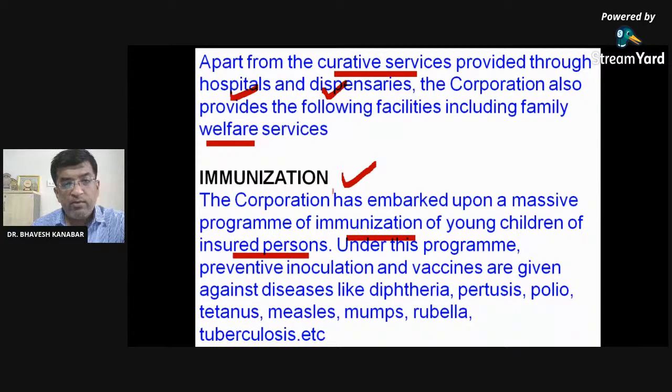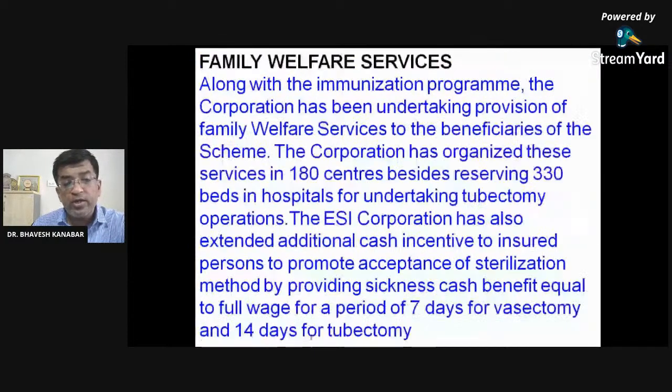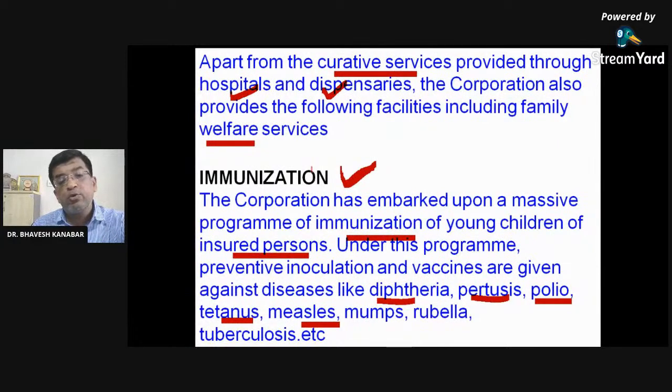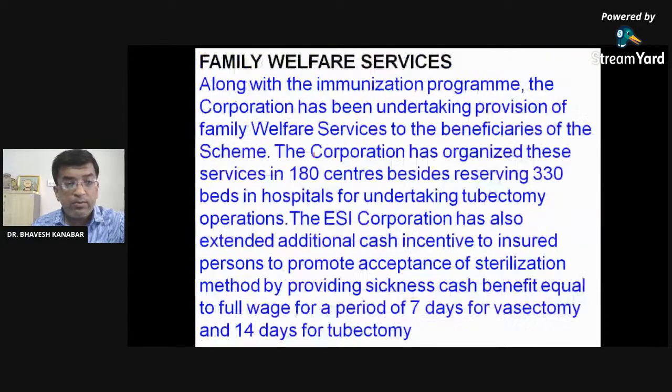Immunization, you know very well, is also provided through our state health system, through PHCs, CHCs, through our hospitals, through urban health centers, and ESI hospitals and ESI dispensaries also provide immunization against vaccine-preventable diseases like diphtheria, pertussis, polio, tetanus, measles, rubella, tuberculosis. All the diseases which are there under our Universal Immunization Program are covered for immunization. Family welfare services: along with this, it provides family welfare services. It provides antenatal services, right, and postnatal services through the centers.